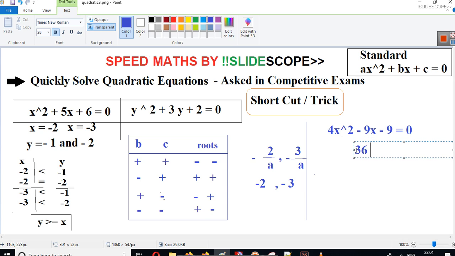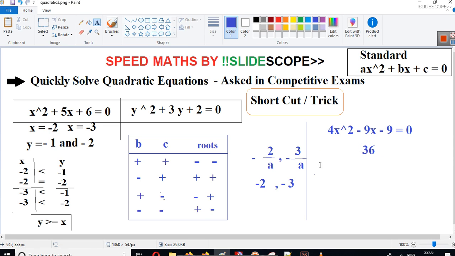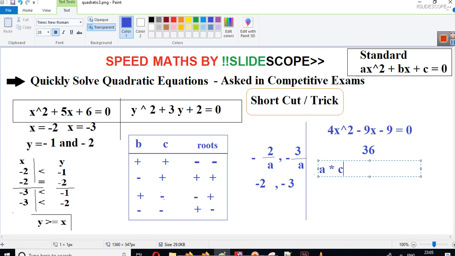Now, what are the factors of 36? What are those two numbers, which when we multiply them, we will get 36, and when we add or subtract them, we will get 9? Because a into c in this case is 36 and b is equal to minus 9. You have to remember b is not 9, b is minus 9.